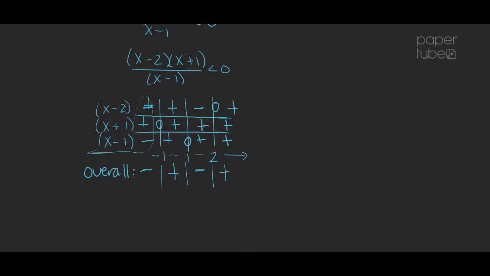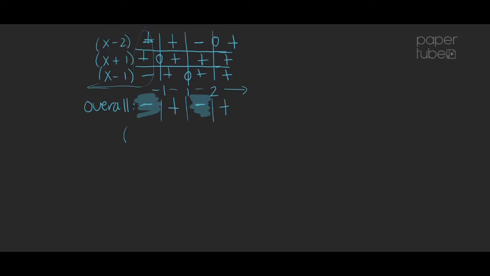So now I'm going to go through and look for which sections match the inequality. So the inequality notation was less than 0, so we're looking for places where it is negative. And our solution set now would be anything to the left of -1 or anything between 1 and 2.